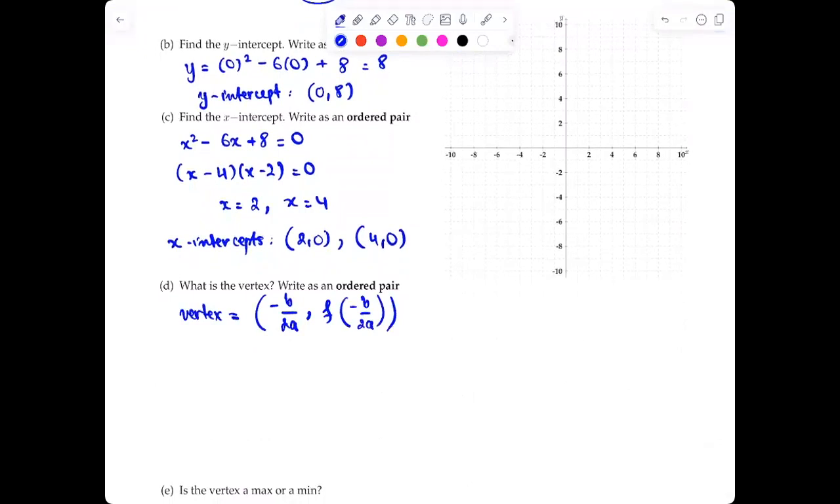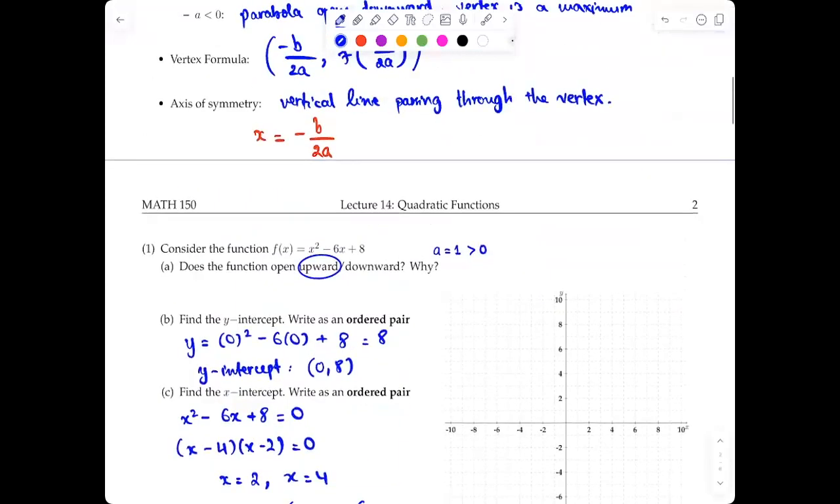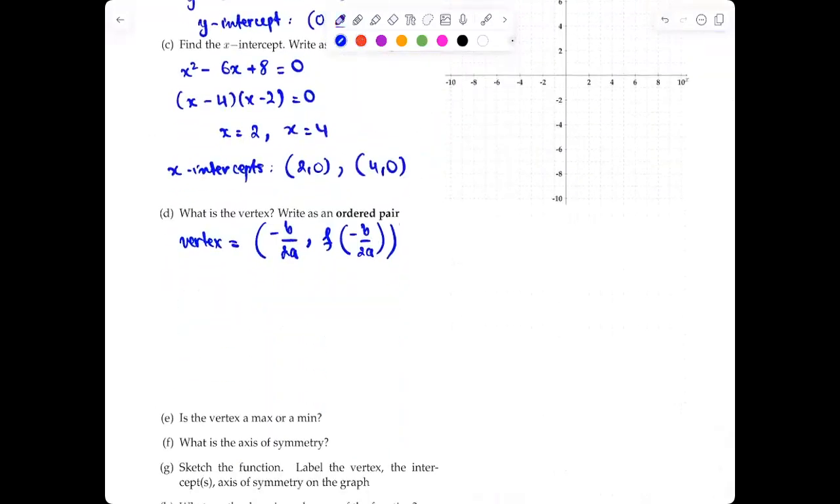That's the formula. Now let's go back to the original function. Can you please tell me what a is equal to? In this case, a is equal to 1. What is b equal to, and what is c equal to, for good measure? What is b equal to? Negative 6. What is c equal to? 8, right? So b is equal to negative 6, c is equal to 8. So the x value of the vertex is negative b over 2a, given that b is equal to negative 6, so negative (negative 6) over 2 times 1.